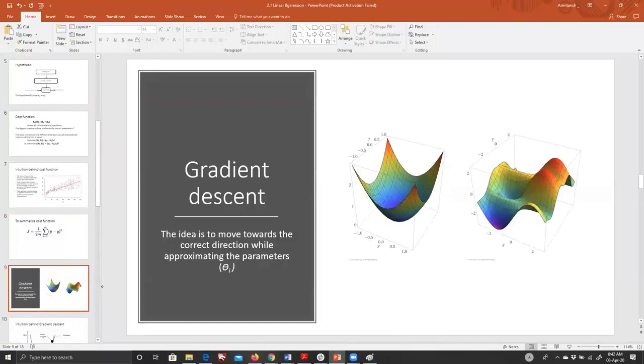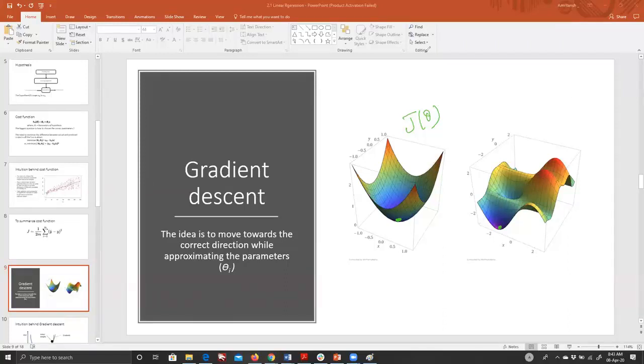So we are going to use a technique to find the lowest point, and that is called gradient descent. Because we are going downward, we call it descent, not ascent. The idea is to move towards the correct direction while approximating the parameters theta i. At some point you will find the loss, let's say a loss function J theta. So you have to find the lowest point in here. Maybe the lowest point is here or somewhere.